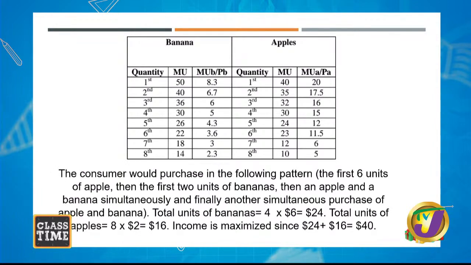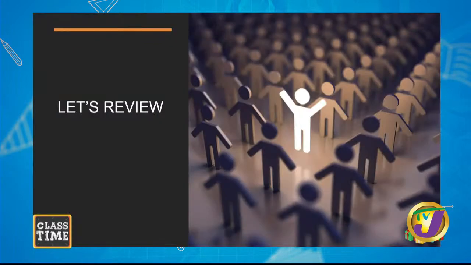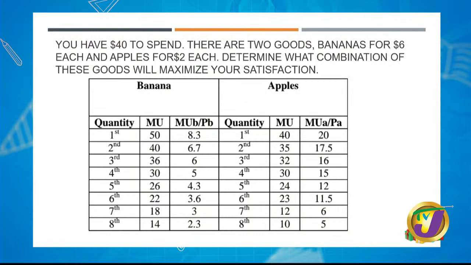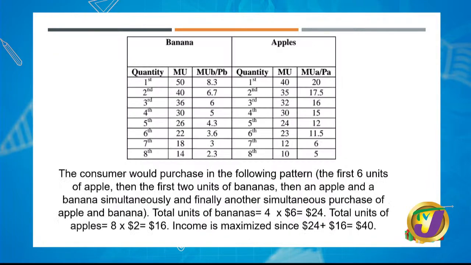I also want to mention that when you have a situation where the prices are different, you will look at the marginal utility per dollar of both goods. In this example, you're seeing two goods. The price of one good is $2 and the price of the other good is $4, and you have the marginal utility. Your first step will be to calculate the marginal utility per dollar and then make the comparison.